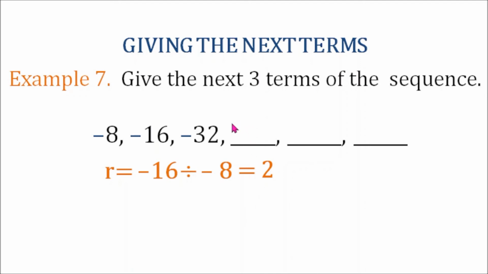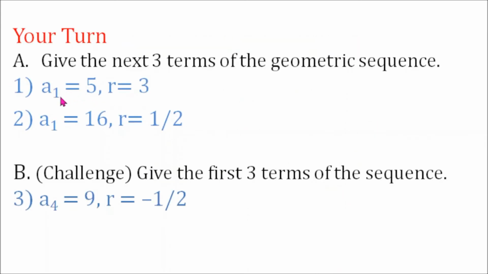Now, to obtain the next term, we are going to multiply -32 by 2. So that's -32 times 2 is -64. Then times 2 again, that gives us -128. And times 2 again, we have -256. So these are the next three terms of the sequence: -64, -128, and -256.